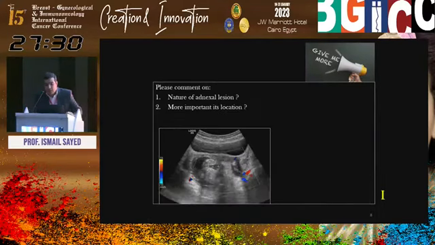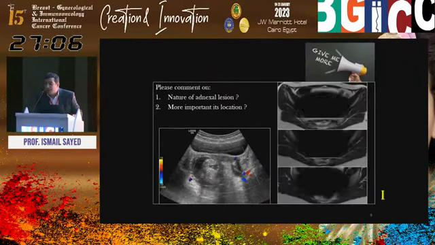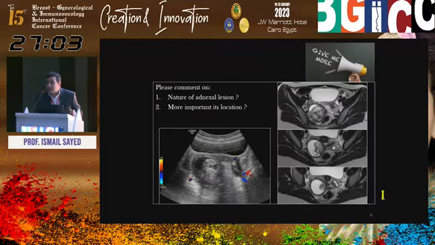Another case presented with left iliac fossa pain. I informed the clinician she has a right-sided dermoid. It looks like a dermoid, so maybe torsion of a dermoid cyst. Right side, the clinician insisted she has left-sided pain. So we complemented with MRI because we suspected torsion. Any adnexal cyst or adnexal mass accompanied by pain, suspect torsion.